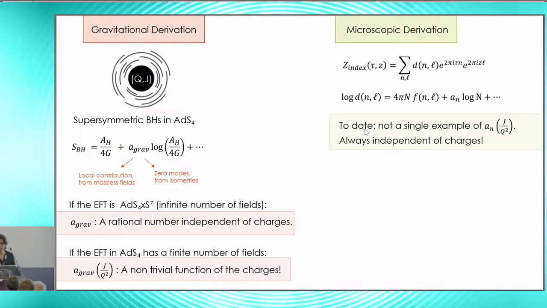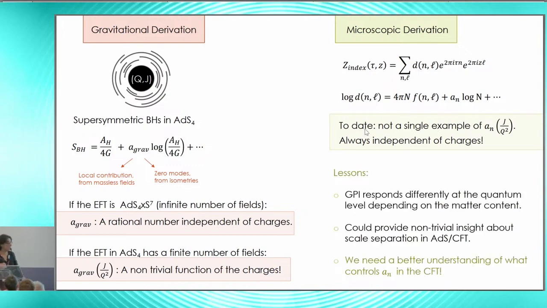The thing that is curious that I like to highlight is that every time someone has computed this logarithmic correction from an index, I have never seen an example where that coefficient depends on ratios of charges. And so you can guess what this can teach us. It can teach us something, for instance, about scale separations in AdS/CFT. This can tell us you cannot UV complete a theory of quantum gravity in AdS4 if you just have a finite number of fields. Of course, what we really need is a better understanding of what I'm highlighting in green there at the bottom.